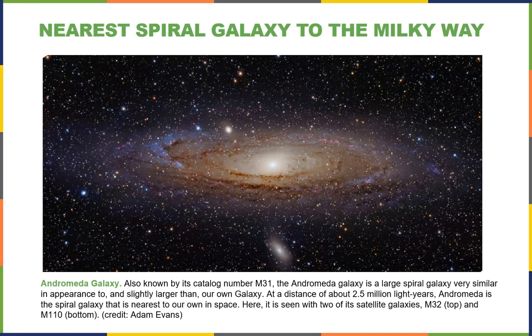Here's the nearest spiral galaxy to the Milky Way, the Andromeda Galaxy. So this is an actual picture of a galaxy. Now, this is not the only galaxy in this picture. To me, the main galaxy kind of looks like a whirlpool. But this here and that, those are also galaxies, but they don't look like a spiral. They're called ellipticals.